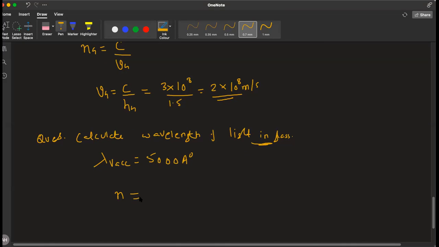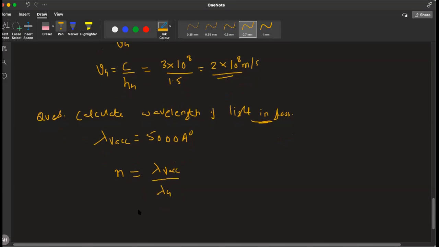See, the refractive index, in terms of wavelength, is the wavelength of light in vacuum divided by the wavelength of light in glass. No, Fatma, you're making some mistake. You can write that wavelength of light in glass is wavelength of light in vacuum divided by the refractive index. In vacuum, it's 5000. Refractive index is 1.5. So that will be 10,000 by 3.